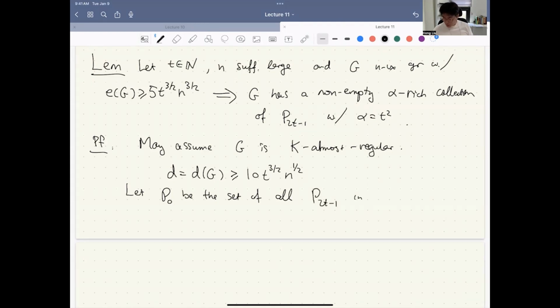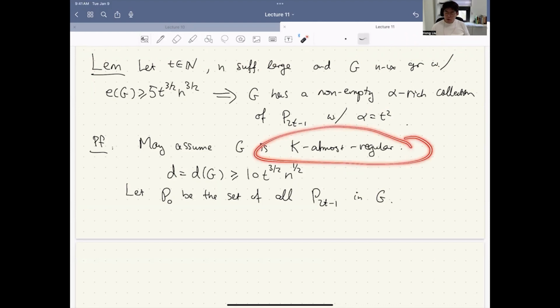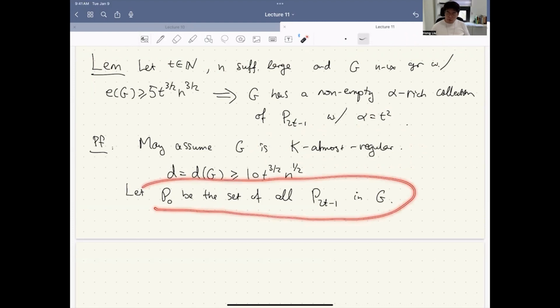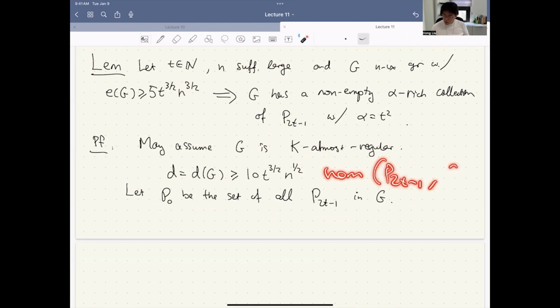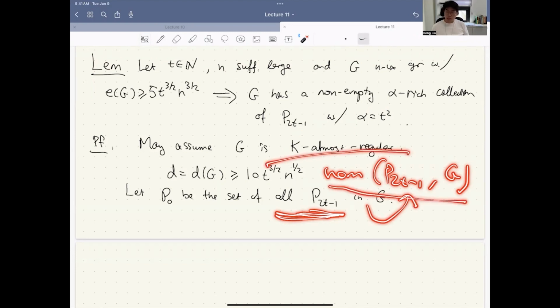P_{2t-1} in G. All the labeled ones. And how are we going to use this almost regular? Well, because the graph is almost regular, the number of such paths, P_{2t-1}, so if you have a homomorphism of P_{2t-1} in G, each actual copy comes from an injective homomorphism of P_{2t-1}. Because we are almost regular, most of these homomorphisms are injective.